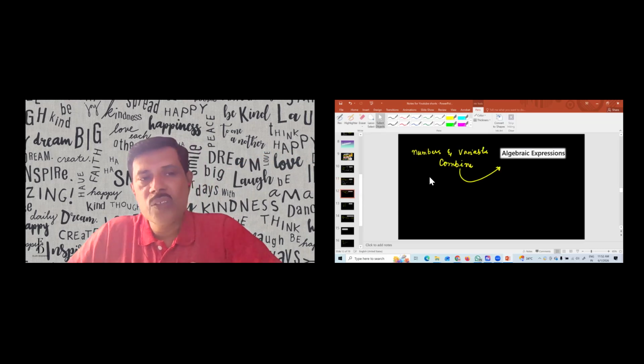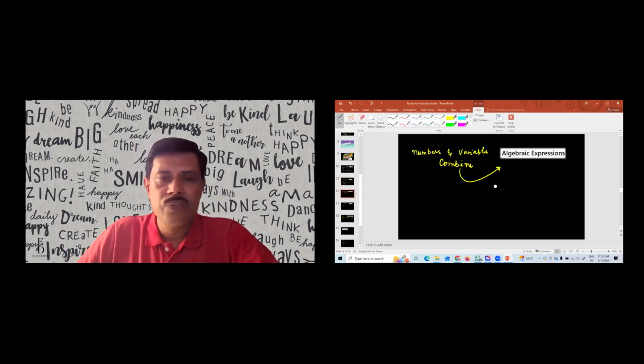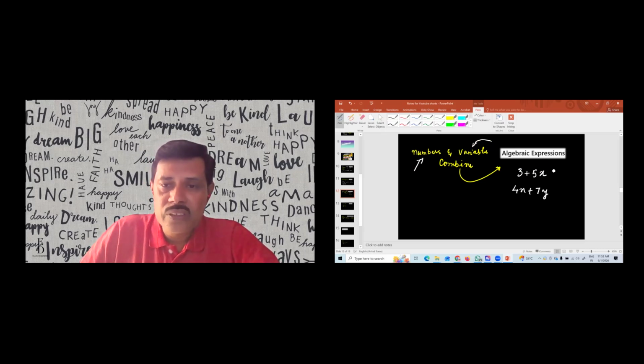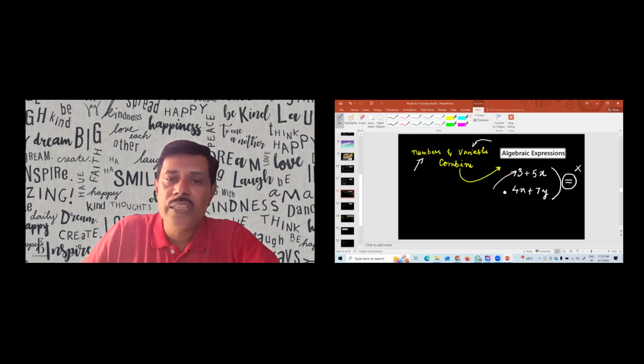Now, come back to this. Another very important area is the algebraic expression. Now we know there are certain things called numbers, and there are certain things called variables. What is an expression? Generally, an expression looks something like this: 3 plus 5x, and suppose 4x plus 7y. But this does not involve any equal to symbol. There is no equal to symbol here. That is why it is known as an expression.